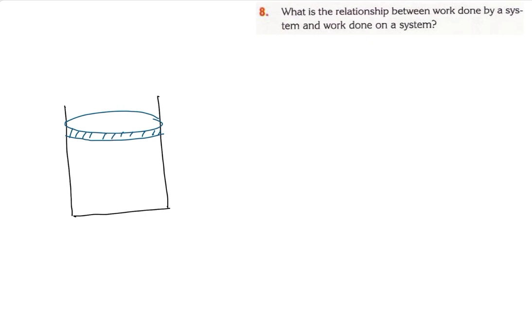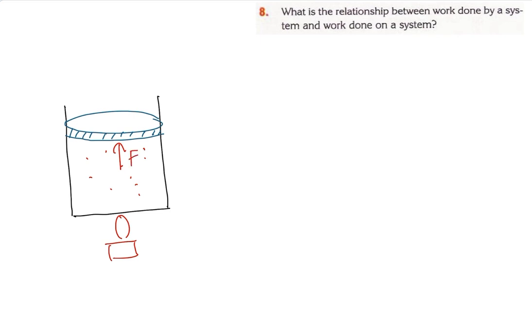Question 8. What is the relationship between work done by a system and work done on a system? So here we should consider a cylinder piston system. Here there is a movable piston, and let's say there is an ideal gas inside. So we transfer heat to the system. What happens? These molecules start to move faster, and it results in an increase in pressure. So that means the gas starts to push the piston upwards, right?